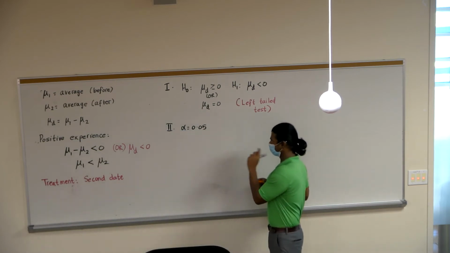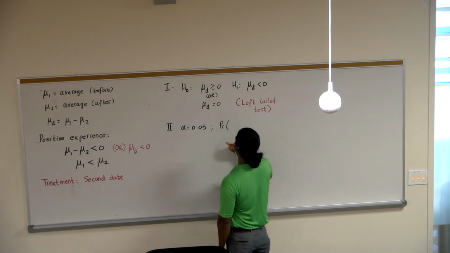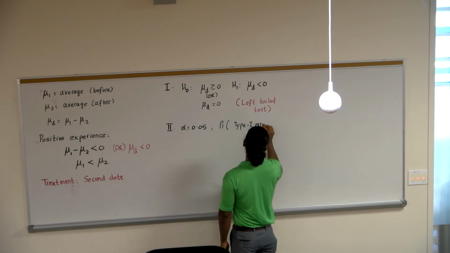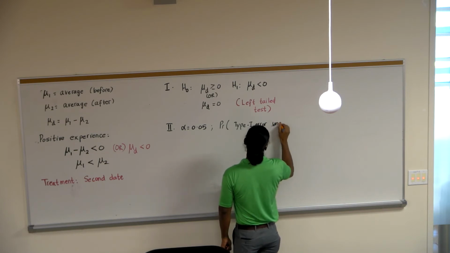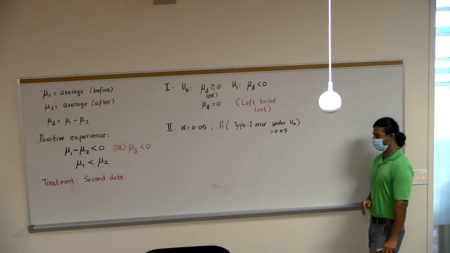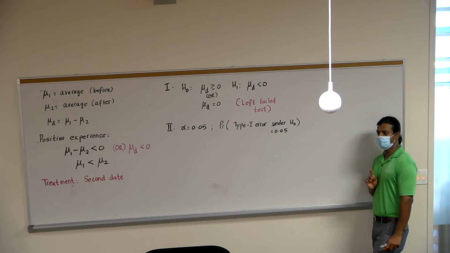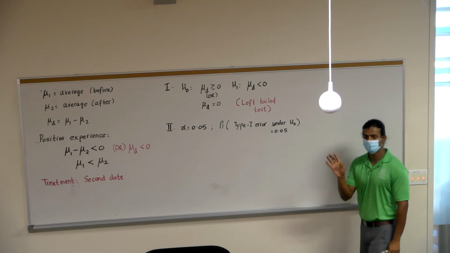Alpha is 0.05, which would imply that the probability of a type 1 error, in other words, if we rejected the null under the current null, the probability of error has to be 5% or less.